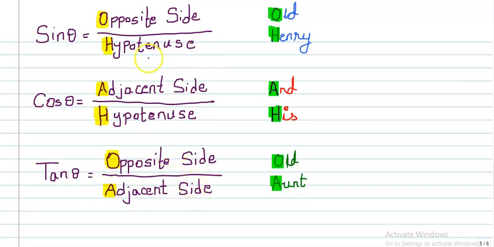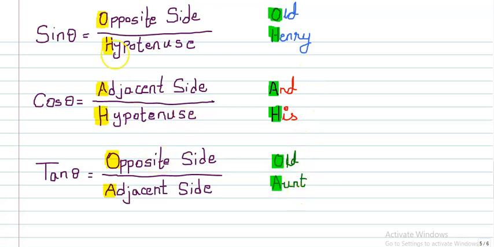Let us quickly recap what we have learned. Sin theta is opposite side by hypotenuse, cos theta is adjacent side by hypotenuse, and tan theta is opposite side by adjacent side. If we observe the first letters of the words Old Henry and his old aunt, it's very simple. The entire definitions of the first 3 trigonometrical ratios are dependent upon this simple sentence, Old Henry and his old aunt.